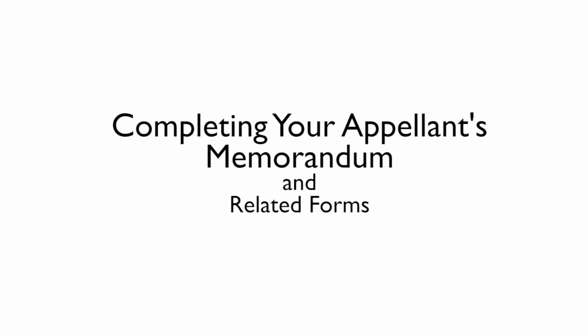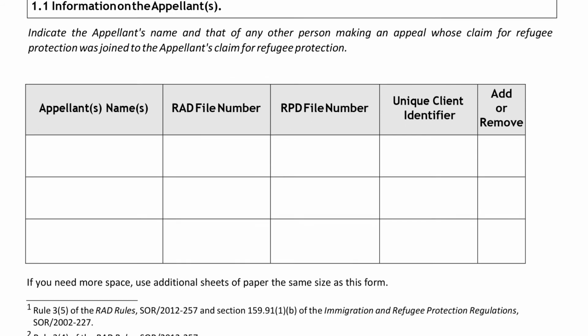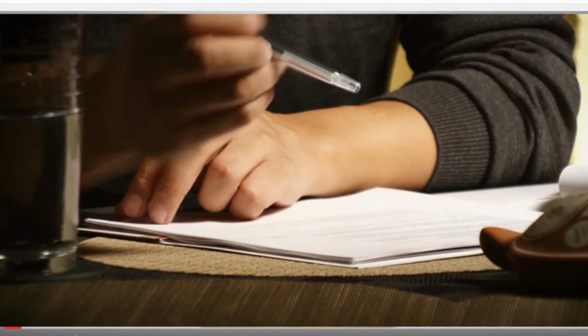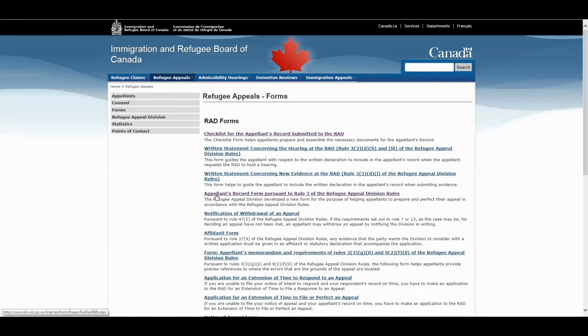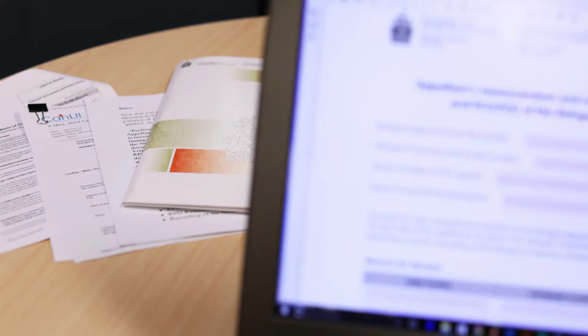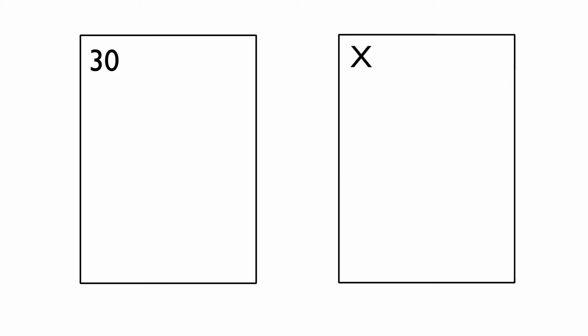Completing your appellant's memorandum. The most important document in the appellant's record is the appellant's memorandum. You can download the appellant's memorandum form by clicking on the link in the description below this video, or you can find it on our website. Make sure you have your documents in front of you. You are now ready to fill out the appellant's memorandum form. The completed form should not be more than 30 pages long, and any information that does not fit within the form should be provided on additional paper.